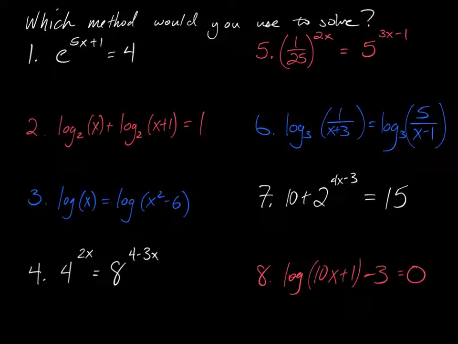Okay, now that you've had a chance to pause and hopefully work through which method you would use, I'm just going to go through them in sequential order, 1, 2, so on. So in this very first example here, I see e to some exponent equals 4. Now, I cannot easily answer the question, what power of e gives me 4? I have no idea. And nor can I answer the question, what power of 4 gives me e? So I can't rewrite either of these bases in terms of the other.